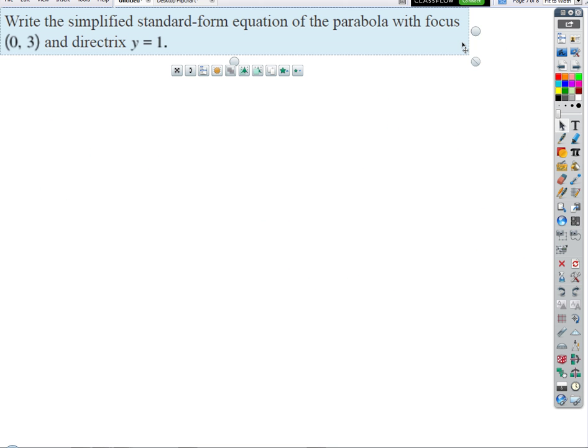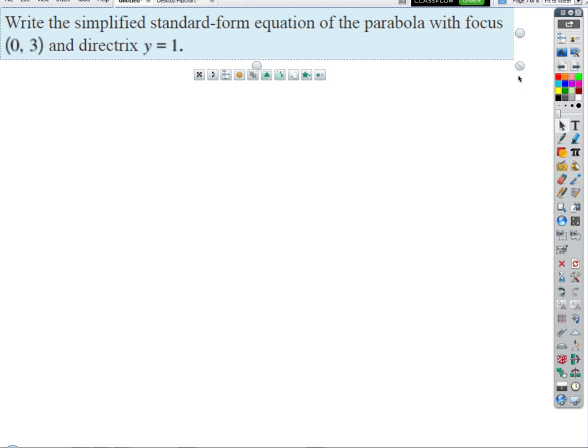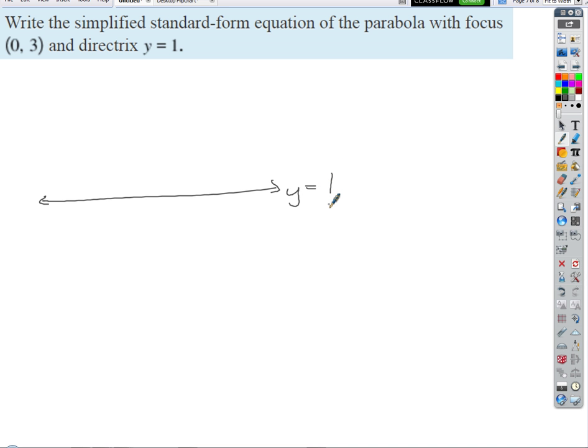What about this guy? Same kind of thing, only this time they're giving us a directrix and a focus. So we've done some problems like this already. So let's graph these. The directrix is y equals 1, horizontal or vertical line? Vertical, because if I were to draw it on the xy plane, it would cut through the y-axis, right? So it's got to be a horizontal line. So I've got the directrix, y equals 1, and I've got the focus at 0, 3.